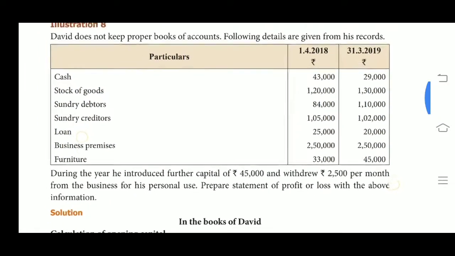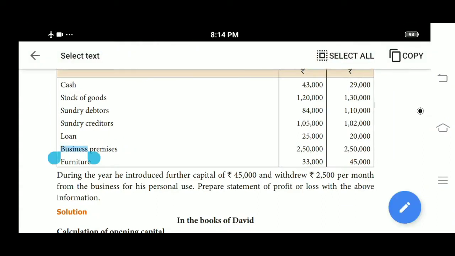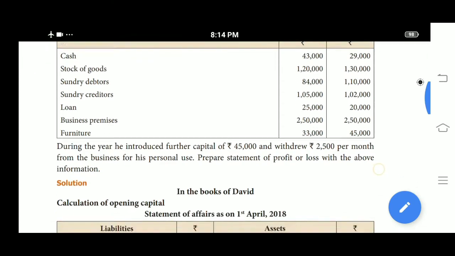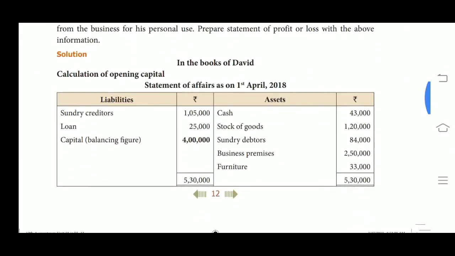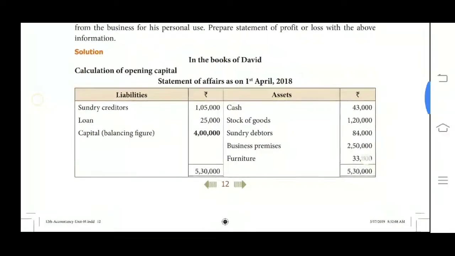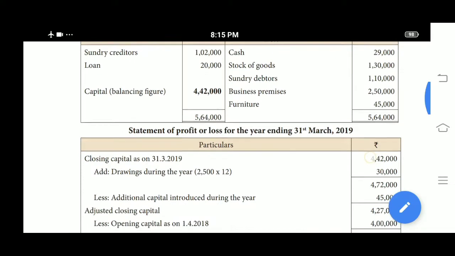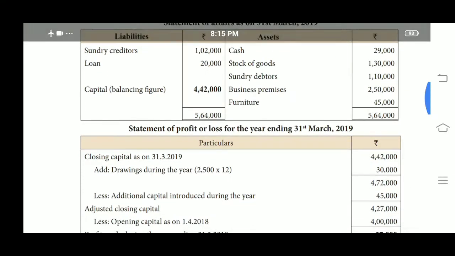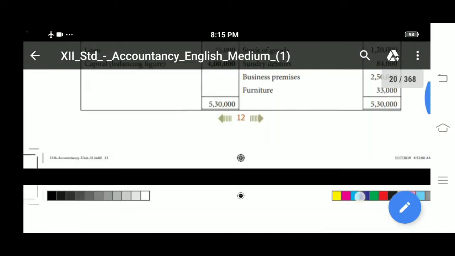Okay. In the books of David, the first step is calculation of opening capital. There are 3 steps to be followed in this problem. The first one, calculation of opening capital, the second step, calculation of closing capital, and the last step, ascertain the profit or loss. So the first step is calculation of opening capital.